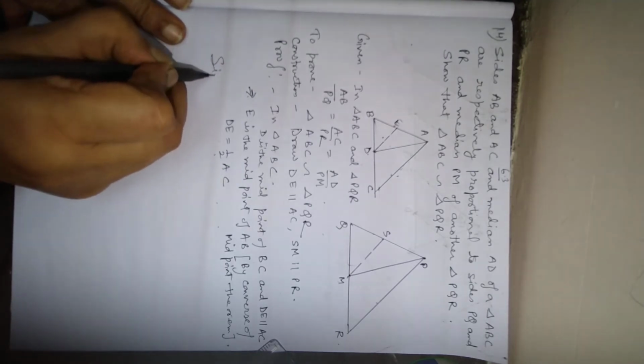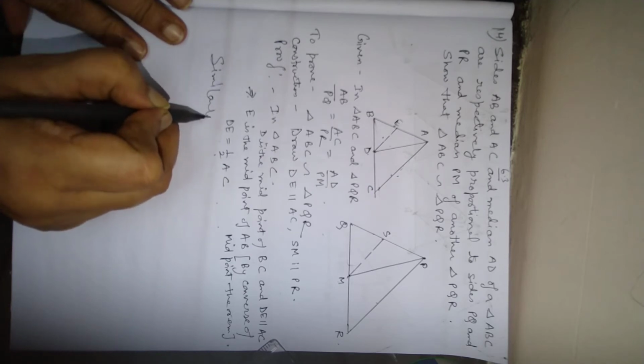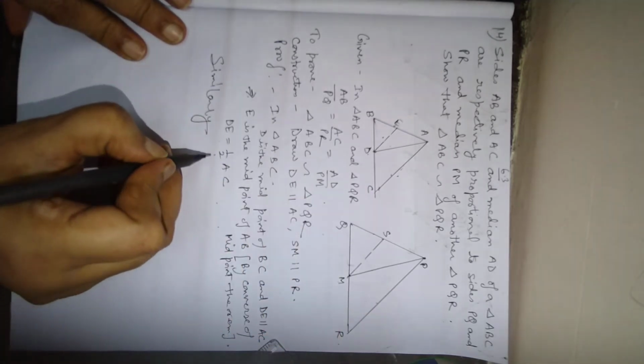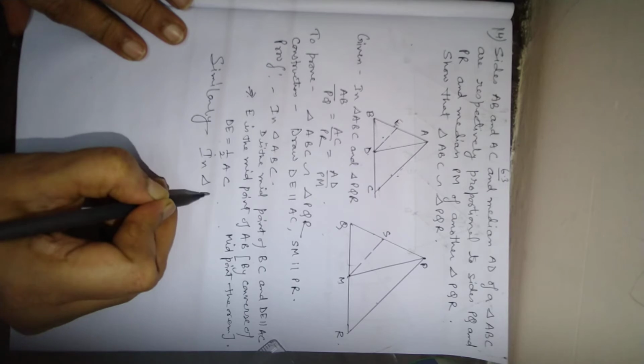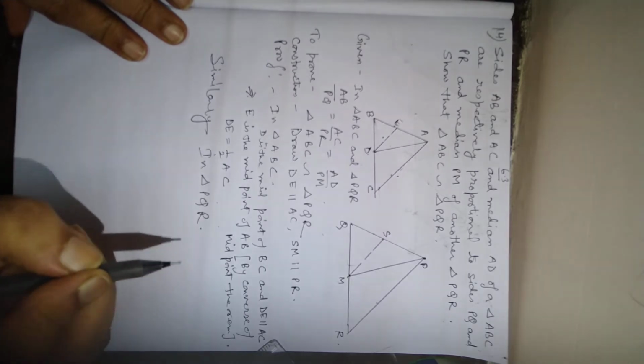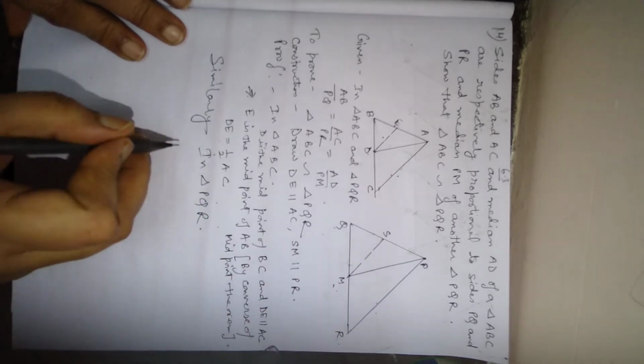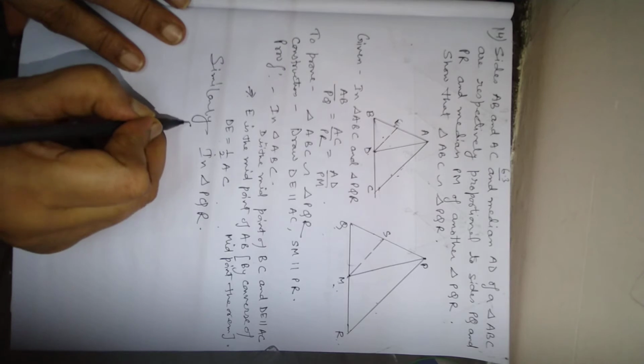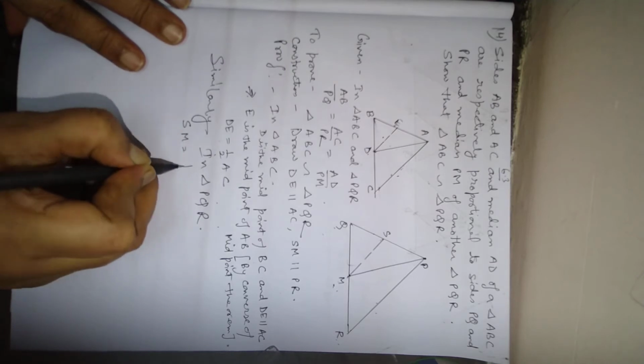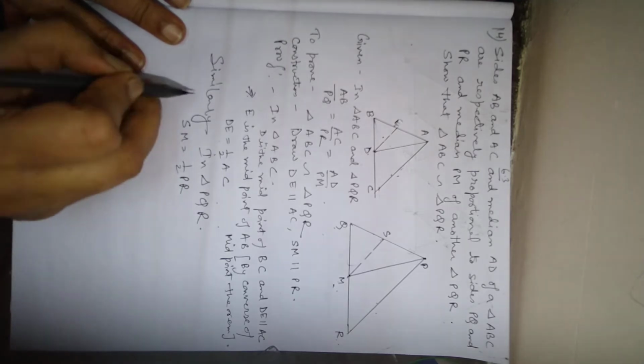Similarly, in triangle PQR, this is parallel to this one, M is the midpoint. So S is the midpoint of PQ and SM is half of PR.